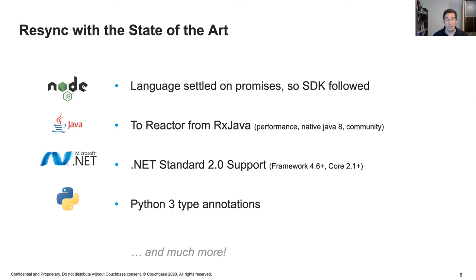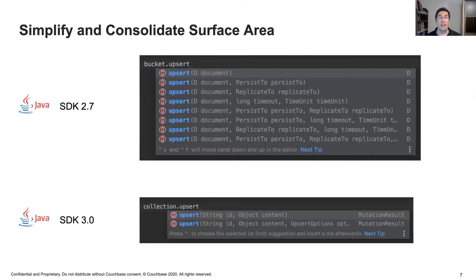What do I mean by simplifying and consolidating the surface area? Well, if you look at Java SDK 2.7, for example, but .NET is a very similar story. The API surface grew over time. So we started with, here we have upsert as an example, the document itself and the timeout. And then we added the old durability requirements, persistTo and replicateTo. And to really support all of the options with combinatorial explosion, the APIs grew.